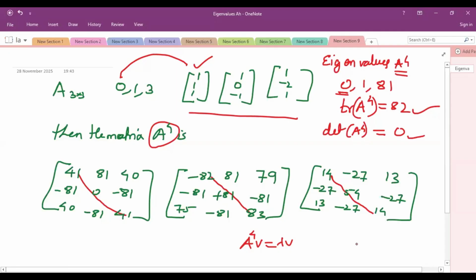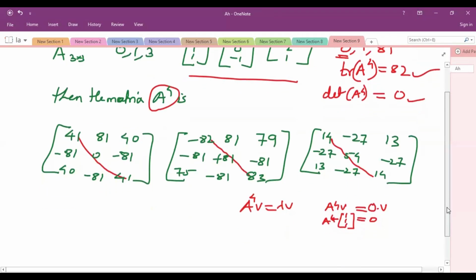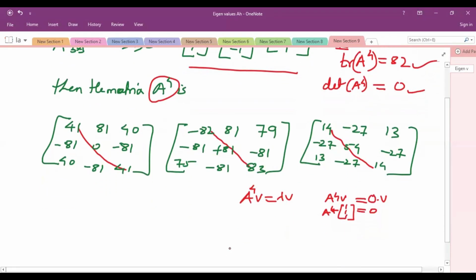If I take specifically the eigenvalue 0, then 0 into v will be equal to 0, and on the left hand side it will be A raised to 4 into v. But the eigenvector for this particular eigenvalue is known, that is 1, 1, 1, right? So if the matrix A raised to 4 is multiplied with the vector 1, 1, 1, it should produce 0, 0, and 0.